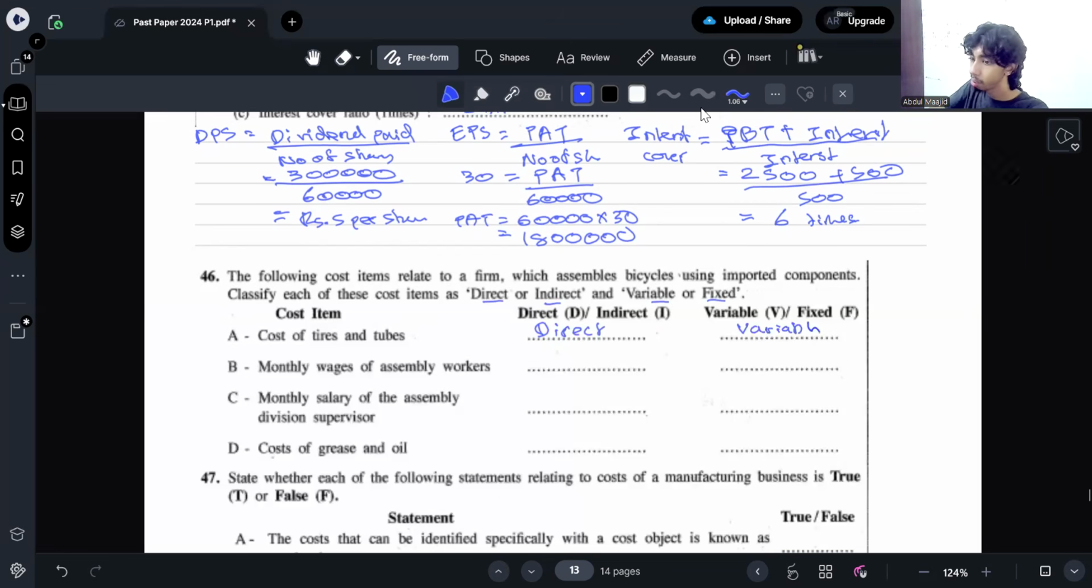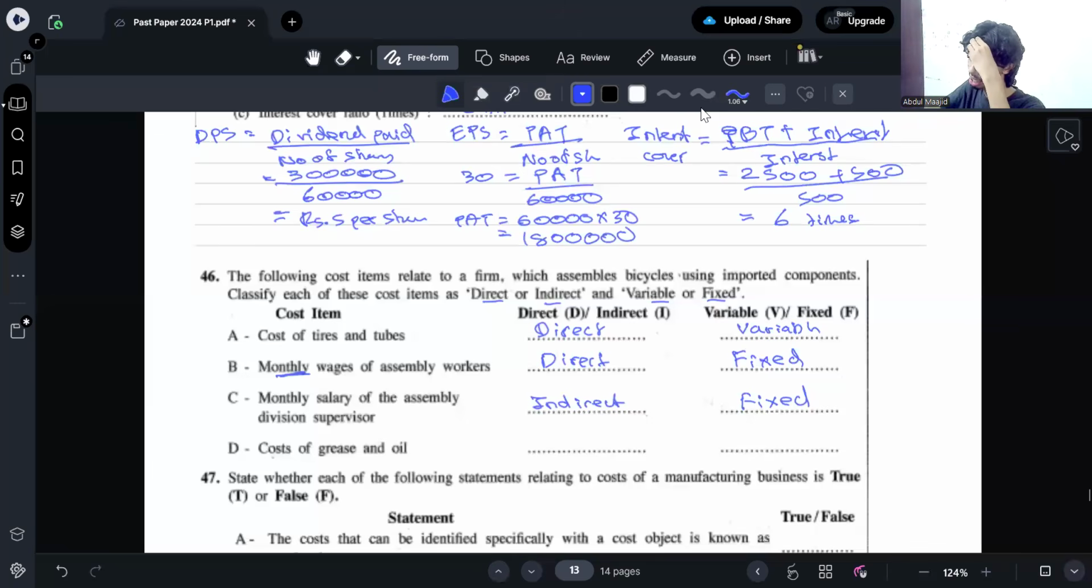Variable. Monthly wage of assembly worker. Assembly worker is a direct labor, but his monthly wage now, it is a fixed expense. Monthly salary of an assembly division supervisor. Supervisor is an indirect labor. Monthly salary, it is fixed.